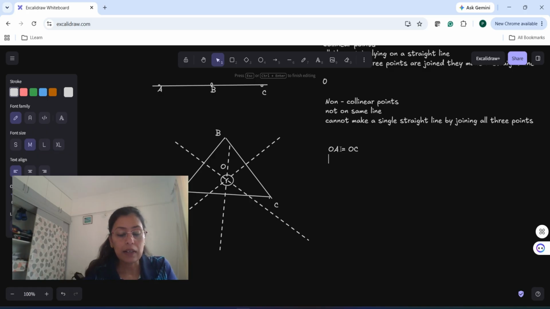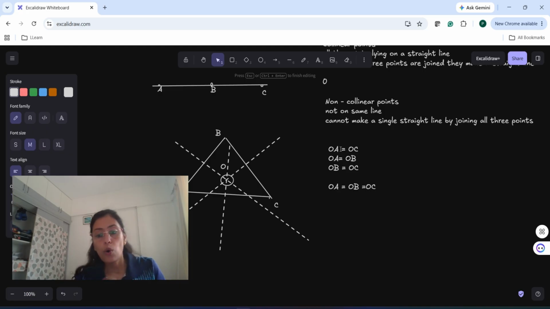I can make a circle where the radius is equal to OB or OC. So this means OA is equal to OB is equal to OC, right? I have found a point which is equidistant from all these 3, which means I can use that as a center, and these will be my radius. I can draw a circle, right?